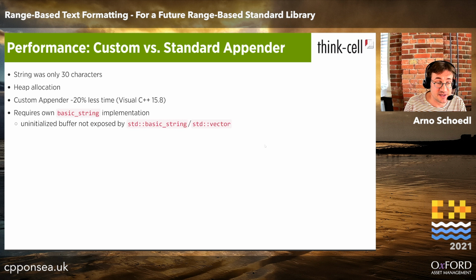So the string was only 30 characters, and we used the actual heap allocation of the operating system. And we only did a single heap allocation in both examples. And you would say, well, how much can we really save with 30 characters? Well, it turns out, if we don't do the end check, we can still save 20% of the time. Of course, in order to exploit that, we would need our basic string implementation, which we don't have yet, or have to have some way for basic string or std::vector, if you want to format into a vector, to expose the internal buffer.